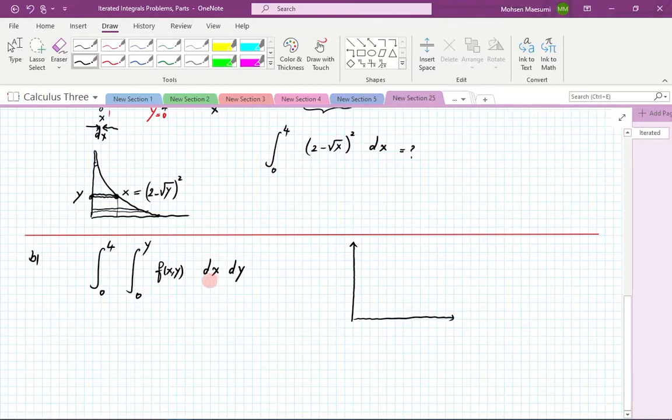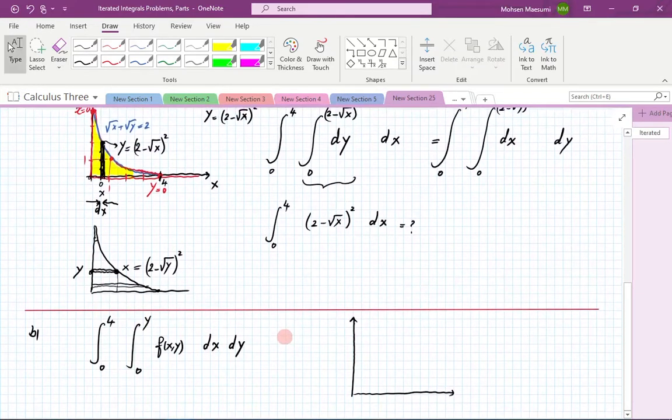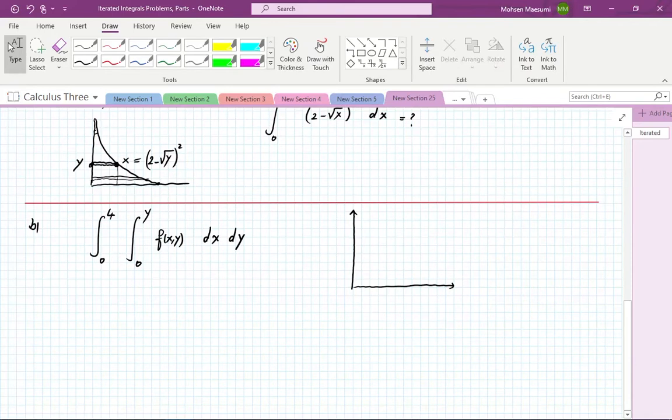Okay, so in this problem, we are going horizontally first, going from 0 to y, meaning x ranges from 0 to y. So how do we do that? We choose some y location. So our x starts at 0 and goes as far as y itself. So the stopping place for us is x equal to y.